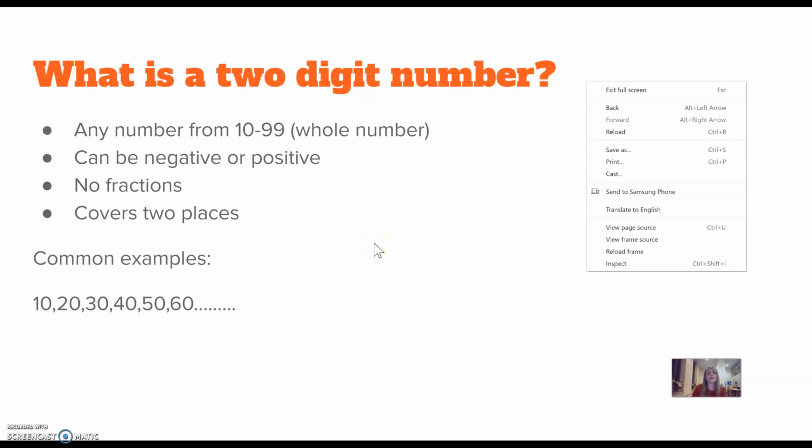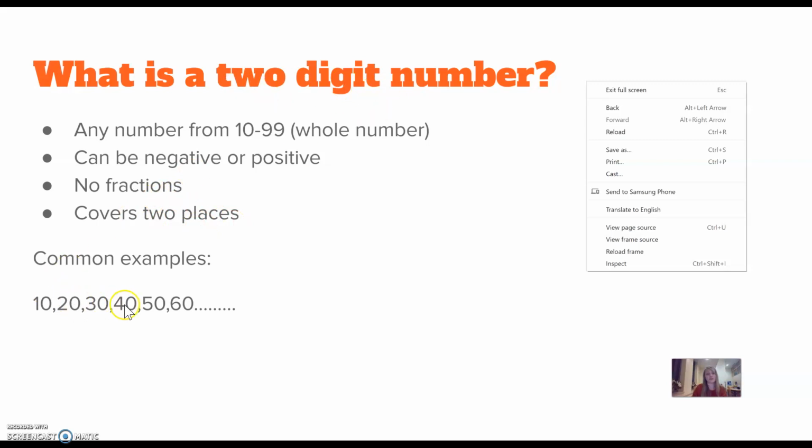What is a 2-digit number? Everyone knows what a 2-digit number is. It is anywhere from 10 to 99, which is considered a whole number, negative or positive, but today we are only focusing on positive. No fractions, and it covers 2 places like it says, 2 digits.